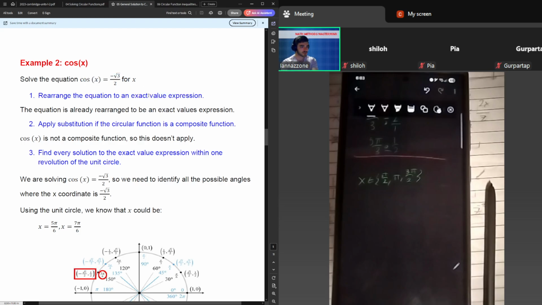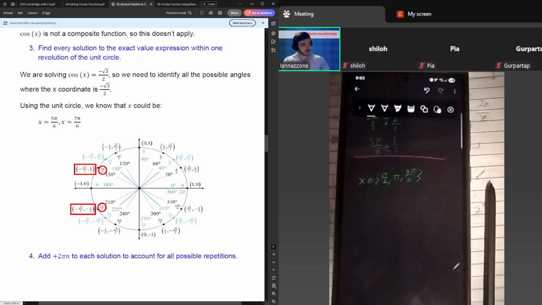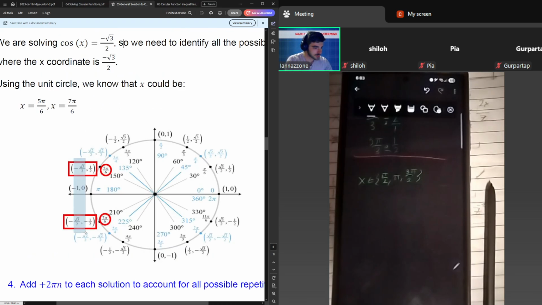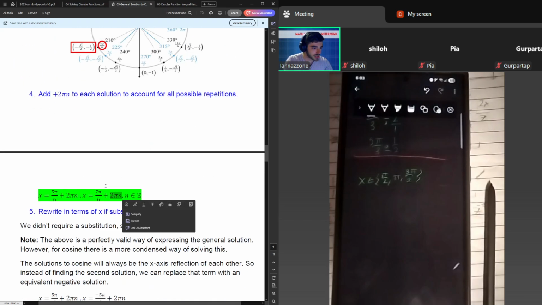So cosine equals negative root 3 over 2. Rearrange if you need to, substitute if you need to. We're just looking at fundamentals here. Where does cosine equal negative root 3 over 2? Well, that's these two x coordinates, which means it's these two angles. And so if you're following my guide, it pretty much just means you slap 2 pi n onto both of those and you call it a day.